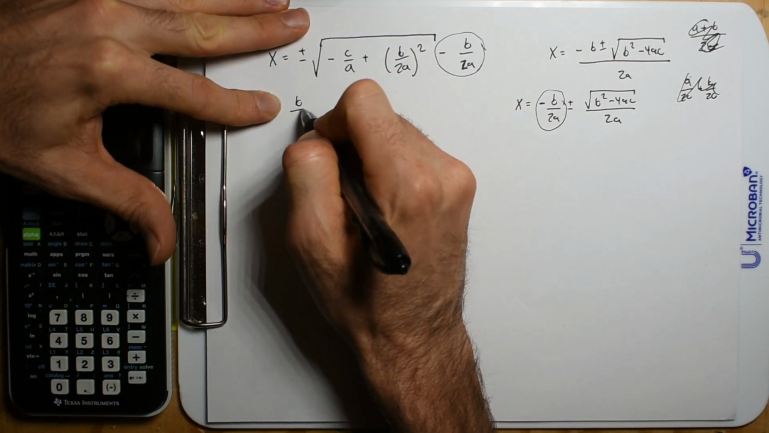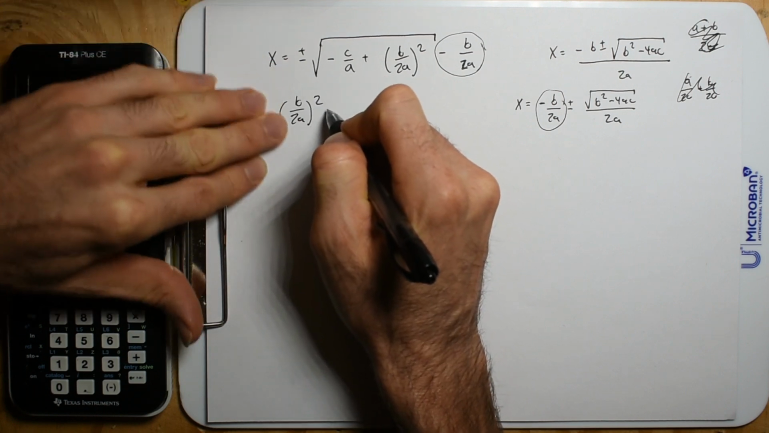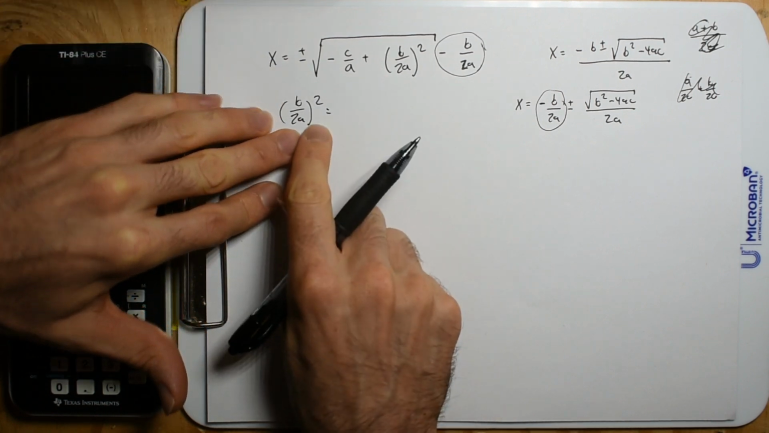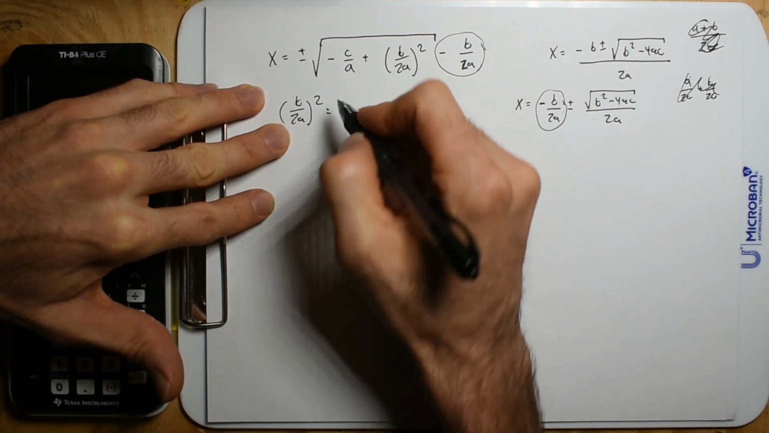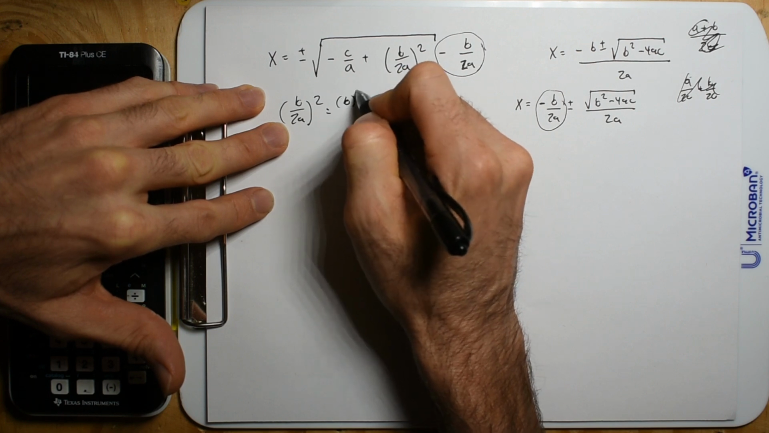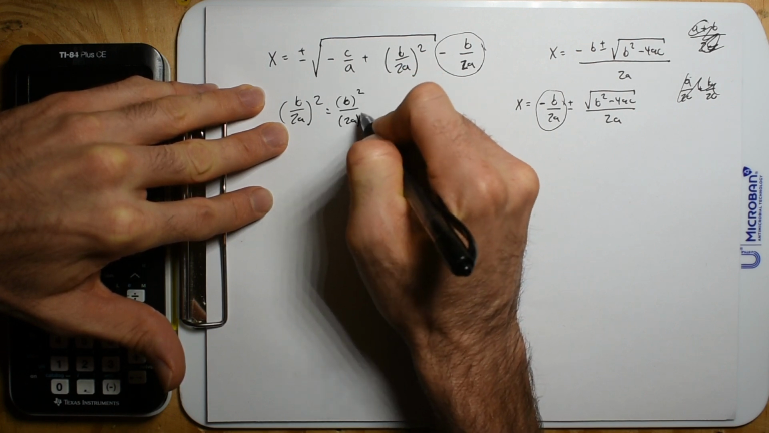So if we say b over 2a squared, what is that? You know what I mean? And you can do this 100 different ways. You can say, hey, that's b, the top, squared, divided by 2a, the bottom, squared.